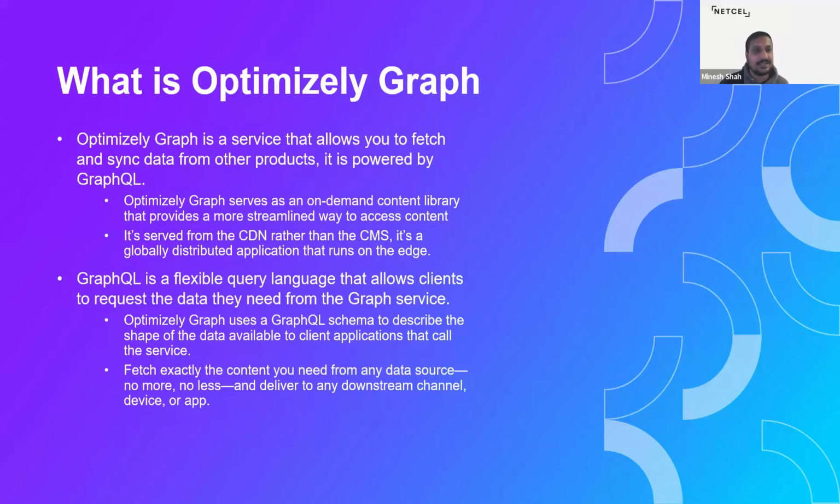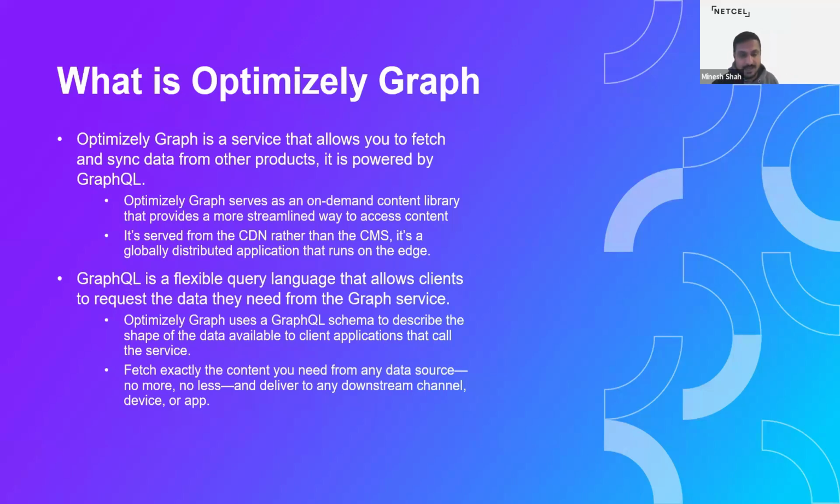I'll come on to that a little bit later when we talk about the pros and cons of Optimizely Graph. As I mentioned earlier, Graph is powered by something called GraphQL. GraphQL is a flexible query language that allows clients to request the data that they need and only the data that they need. So there's not too much and not too little. It's like that Goldilocks zone, GraphQL. Optimizely Graph uses a GraphQL schema to describe the shape of the data available, and you fetch exactly what you need.